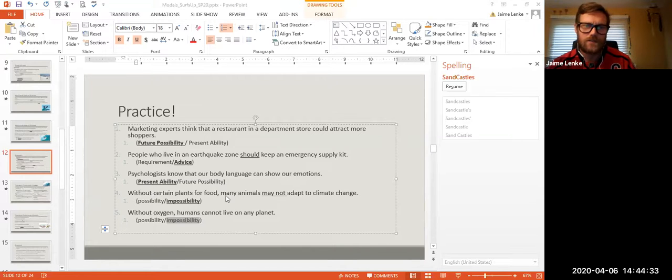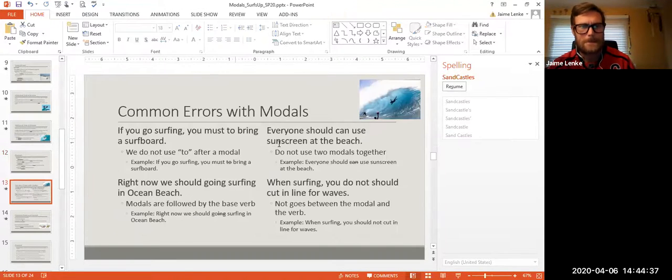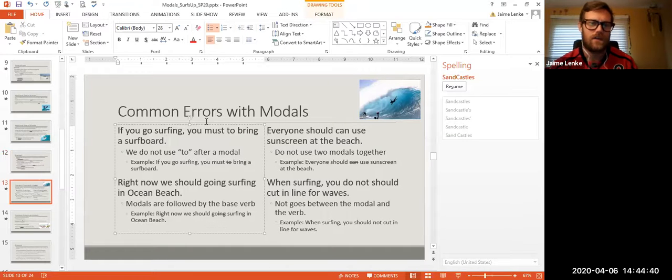Okay, so you may be asking, where do we put these into a sentence? Some common things that we look at with modals is that we do not use the preposition "to" after a modal. So if you say, if you go surfing, you must to bring a surfboard, you would not do that. Modals are always followed by the base verb, right?